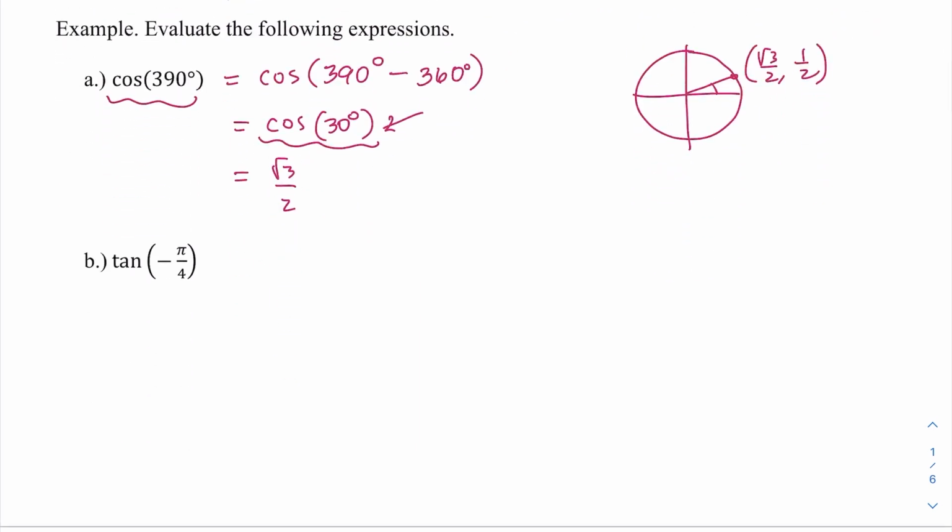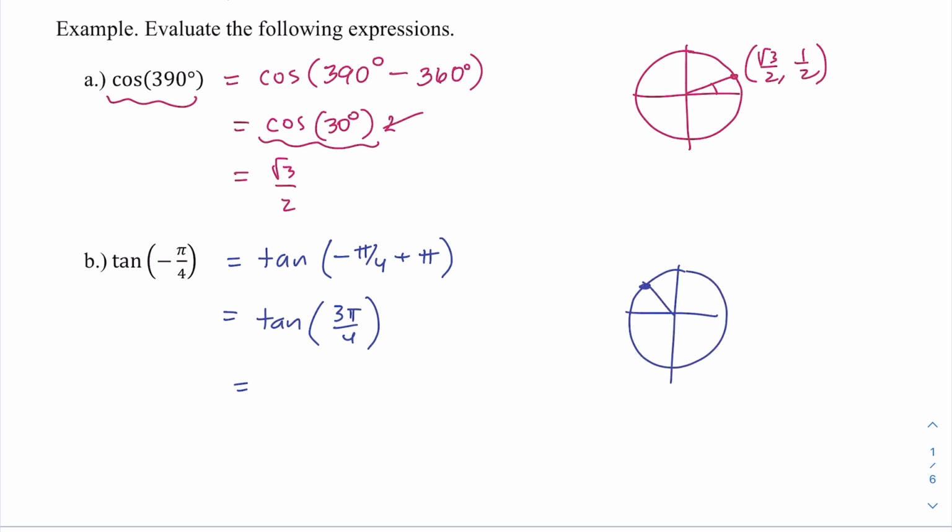Tangent of negative pi over 4. So I say, well, I can add or subtract as many pi's as I need to for that input to become familiar. So why don't I try negative pi over 4 plus pi? So this is tan of 3 pi over 4. And then I go, I remember where that is. That one's here. This point is negative root 2 over 2, comma root 2 over 2. And when I do y divided by x, these are the same, but one's positive and one's negative. So my answer is -1. And so this here is 3 pi over 4.